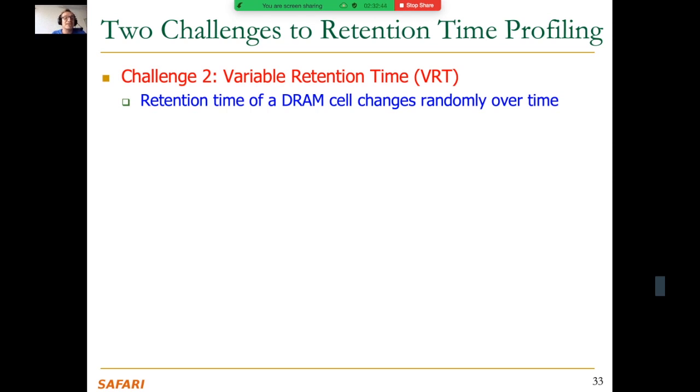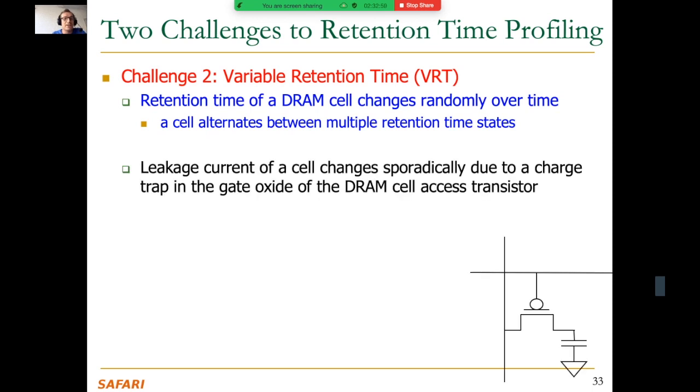And it was discovered in the late 1980s by Yaniv. It's a very fundamental problem. It exists in other circuits also, but DRAM has approached the scaling limits so much that we're seeing a lot more of this today. Basically, a cell alternates between multiple retention time states. And why does this happen? I'm going to dig a little bit deeper, even though you don't really need to know why this happens, but I think understanding these underlying processes is sometimes very nice.